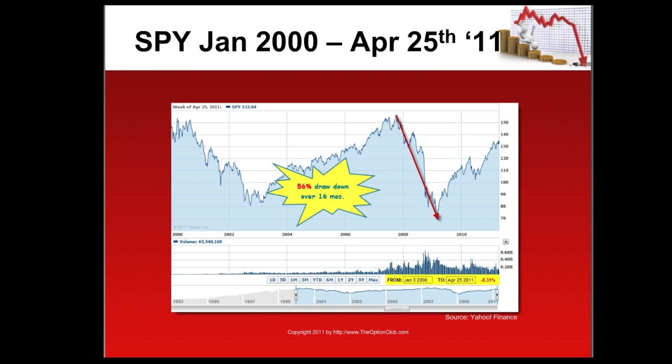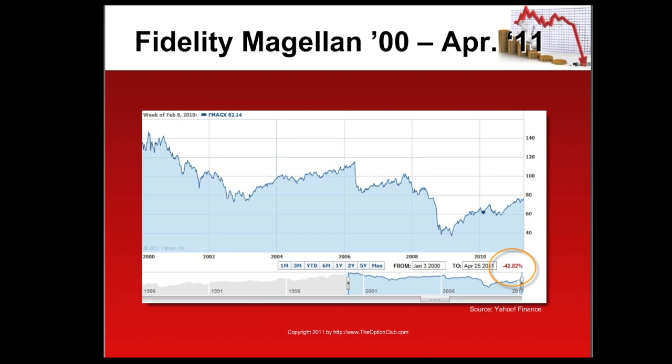So we're going to take a look at some things that we can do to improve upon things. Now, some would say, well, the idea is that you really just need to have a managed portfolio. And here's a Fidelity Magellan over the same period of time. As opposed to the 8% loss on the S&P 500, Magellan is showing a 42.8% loss. And that's just based off of the price chart there.